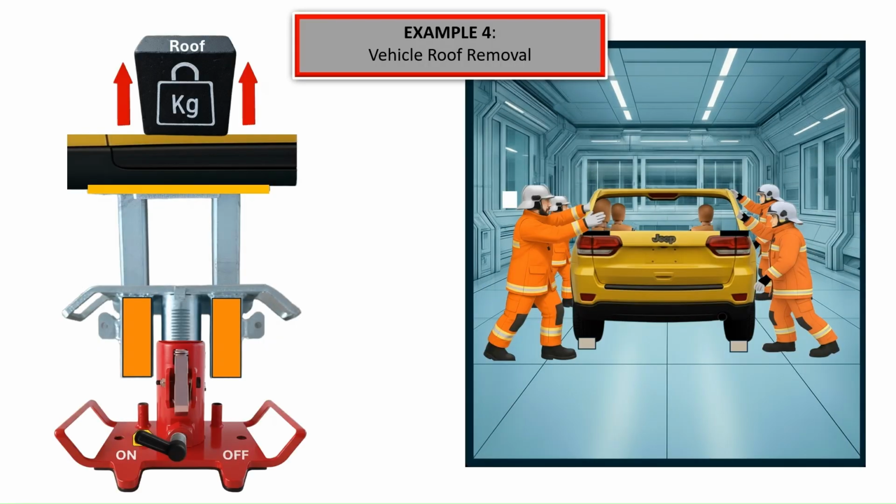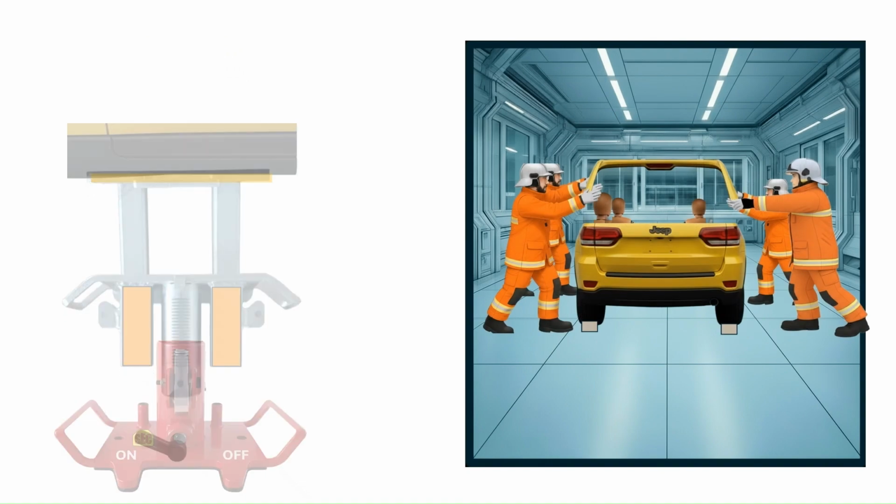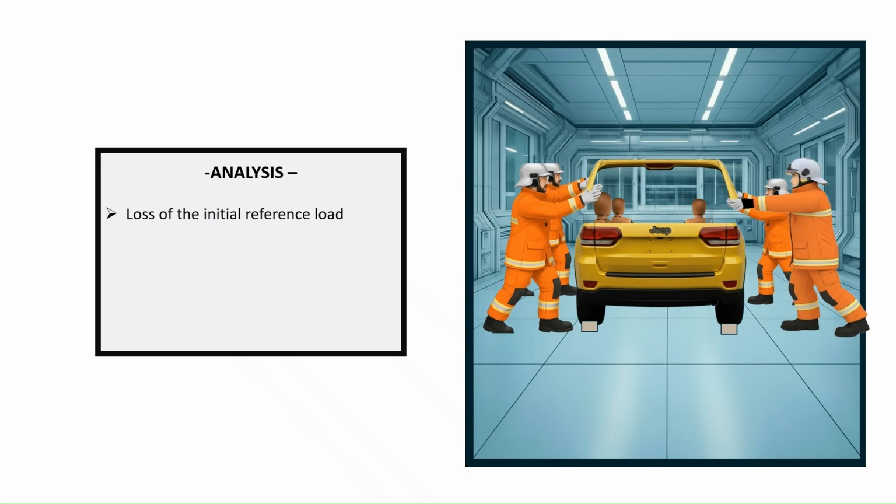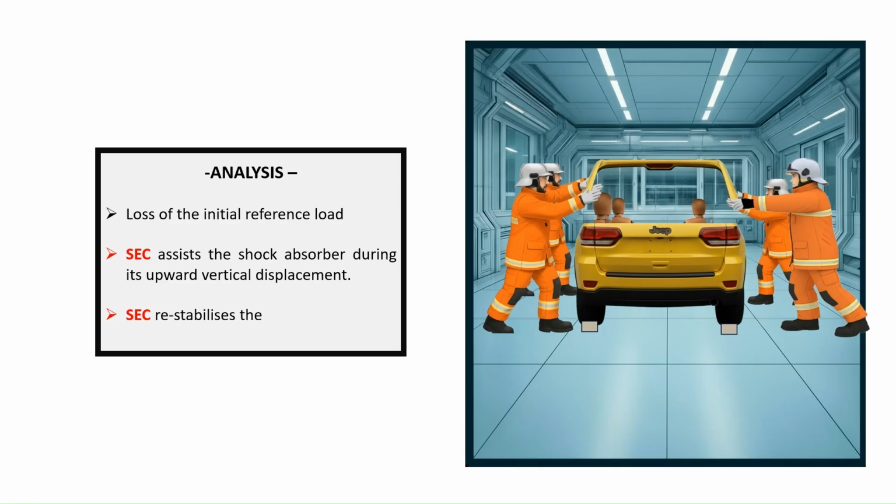Case 4. Roof removal. Again, a loss of the reference load is detected. SEC accompanies the shock absorber upwards and re-stabilizes the vehicle.